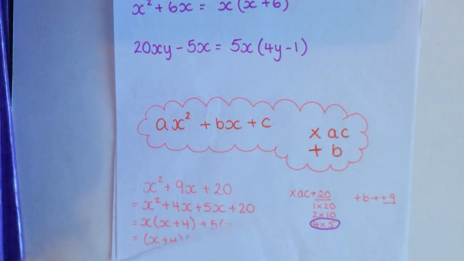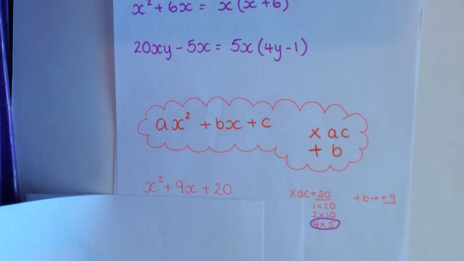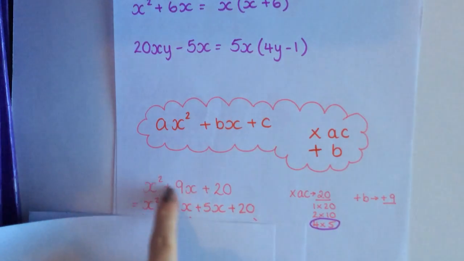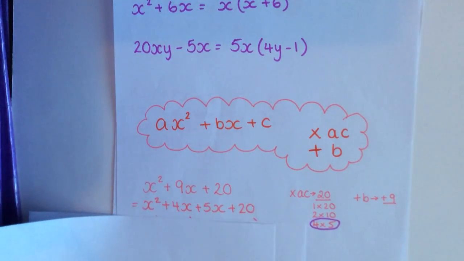So factors of 20 I've got 1 times 20, 2 times 10 and 4 times 5. Now you need to think to yourself, which one will give me 9? So if I got 1 plus 20, that's not going to. 2 plus 10, no. 4 plus 5 would give me 9. So I can write this underneath then. I can break this 9x up into the 4x plus 5x.